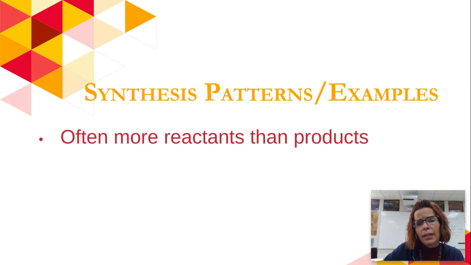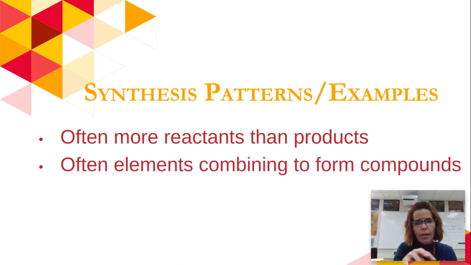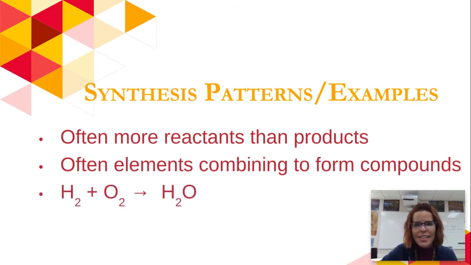So this is what a synthesis or combination reaction looks like. It often has more reactants than products. So there's several reactants at the beginning before the arrow, and then there's just one product usually at the end. Often elements are combining to form compounds. So when I say an element, I mean like just copper or just hydrogen or just oxygen. So here's the example that I've been talking about. Hydrogen, just an element. Oxygen, just an element.